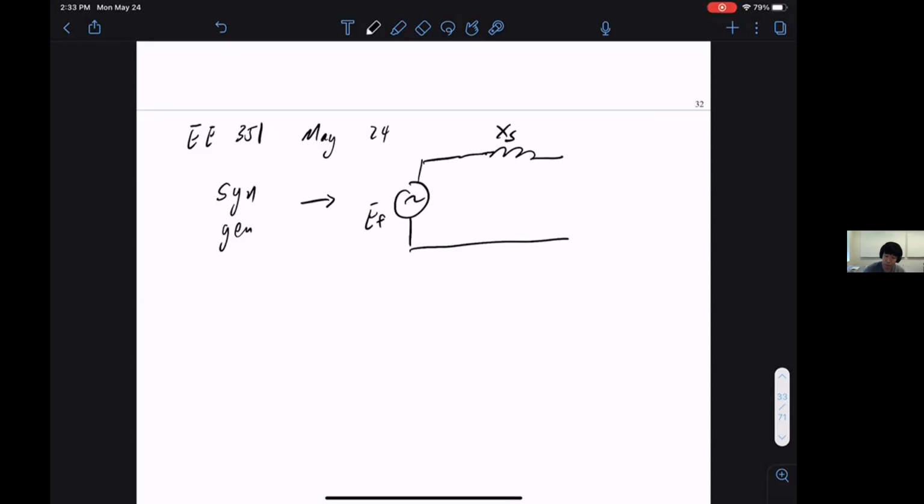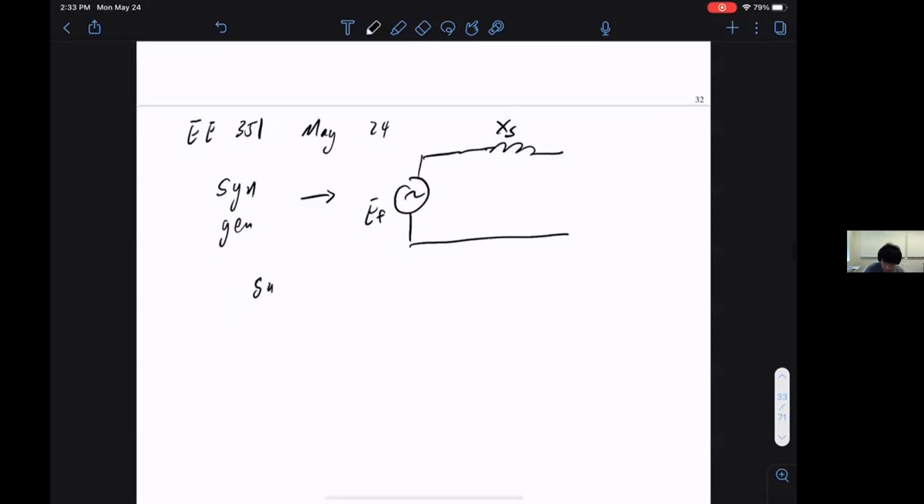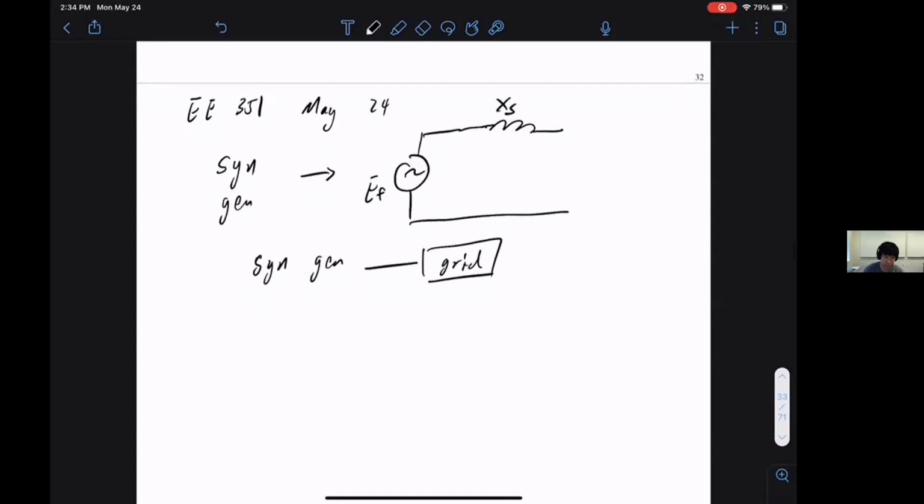And then often what we'll have is a synchronous generator connected to the grid. So if you're one generator and you're looking at the grid, last time we said that from the generator's perspective, the grid essentially looks like a very stiff voltage, right? So the grid from the generator's perspective looks like an infinite bus.